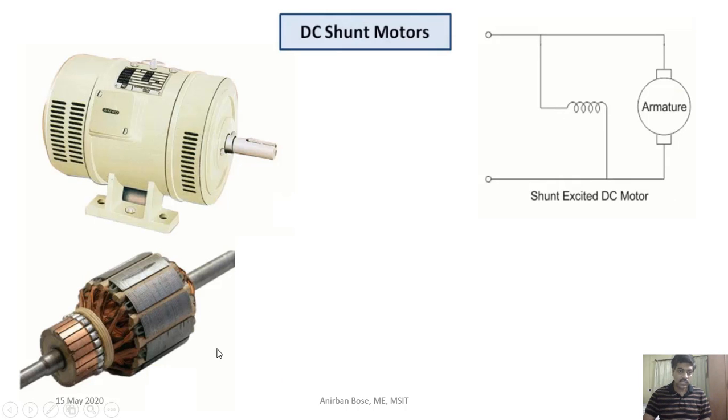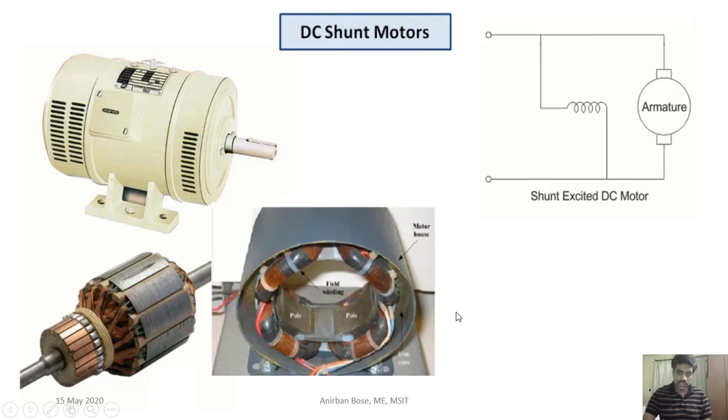Here you can see the inner picture of the DC shunt motor. This portion you can see is nothing but the commutator. That is why this is a DC motor. The commutator is there, and you can see the armature winding. Let us see this picture, and here you can see these are the field windings.